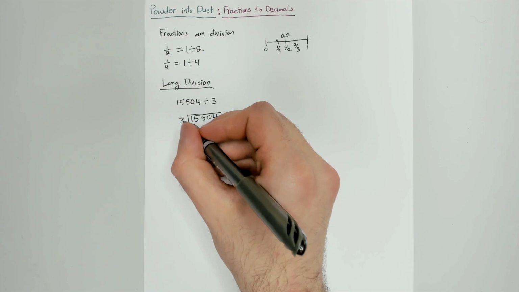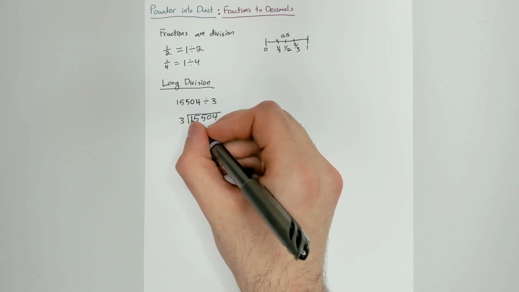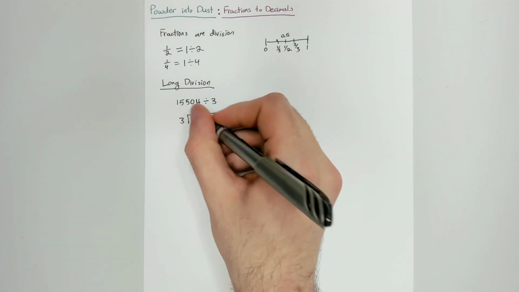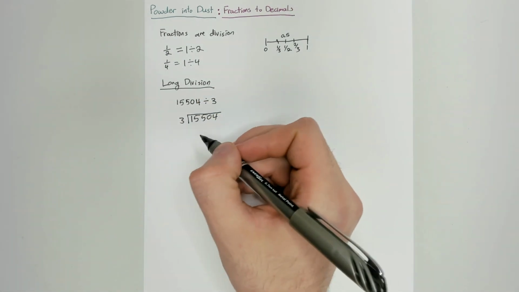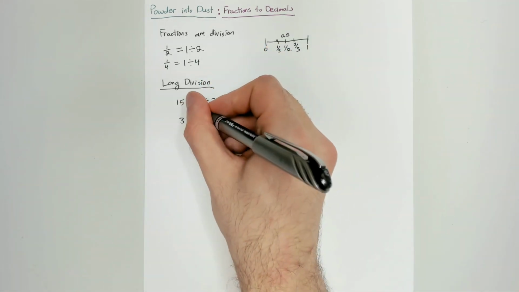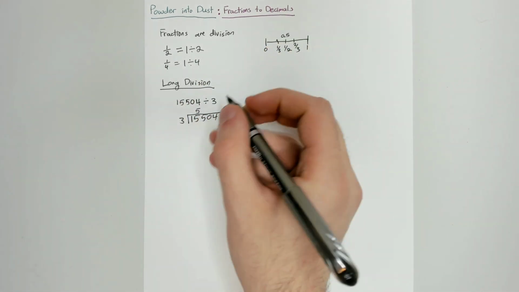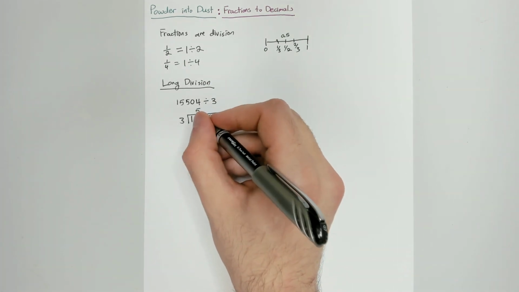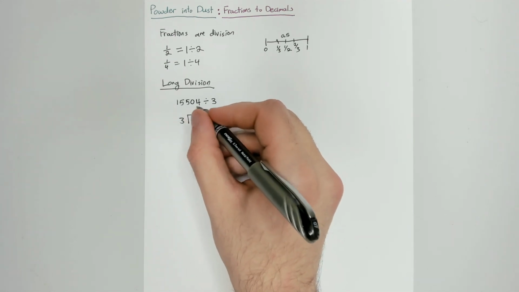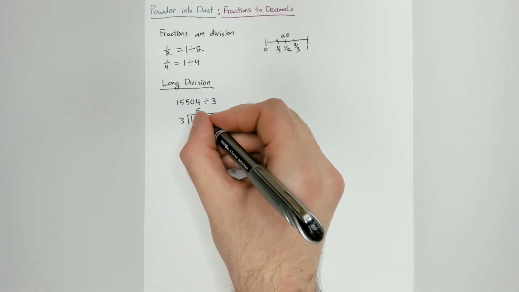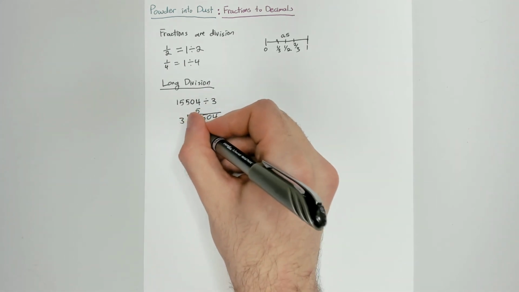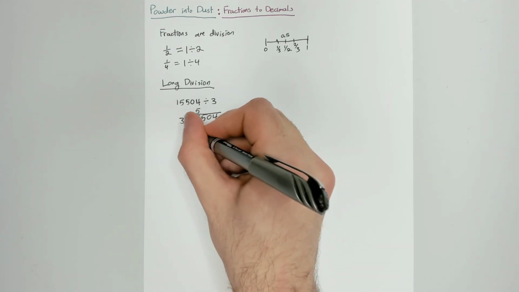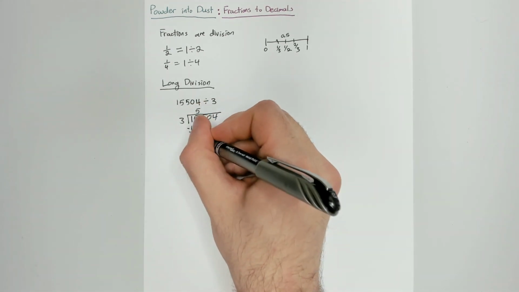So we start with 1. 3 can't go into 1, right? 3 is too big, so we have to go over to the 5, but we can't just ignore the 1. So we're going to be grouping this 15 and seeing how many times 3 goes into 15. Well, 3 goes in exactly 5 times, since 3 times 5 is 15. Since 3 goes into 15 5 times, we want to account for that by removing this 15. So 15 minus 15 is 0.